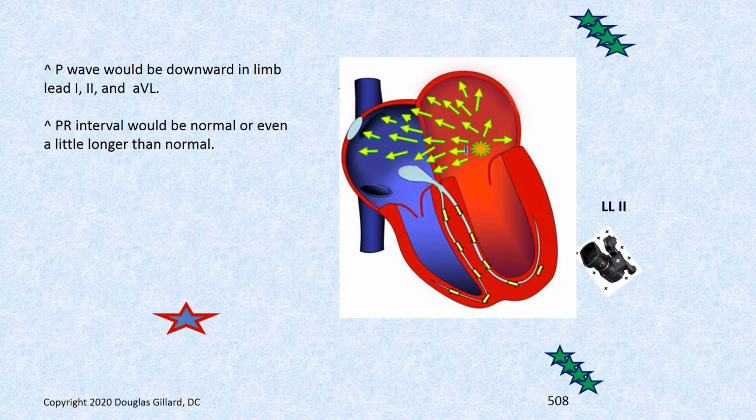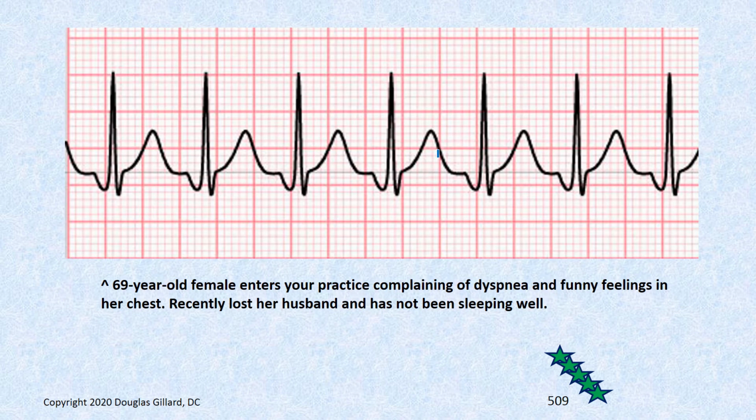Probably coming from over here, right? The camera sees it going well away, and it takes a while to get to the ventricles, so the PR interval will be normal, or maybe even a little bigger than normal.